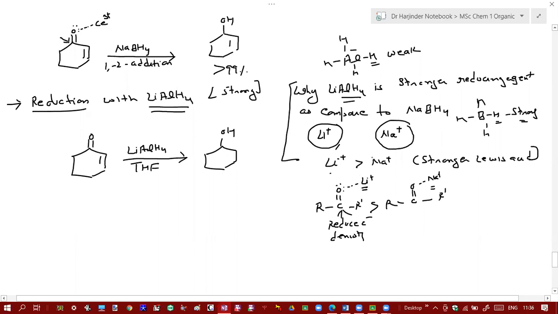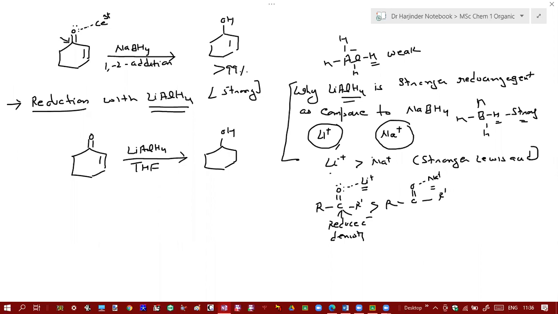So these are two reasons. One is the lithium plus ion, which is a stronger Lewis acid. It binds with oxygen more strongly, takes more electrons from oxygen and reduces electron density over carbon, thus making it more reactive as compared to sodium. Second reason is in the AlH4 minus ion, the aluminium hydrogen bond is weaker as compared to the boron hydrogen bond because of their size, and hydride ion can be easily transferred from AlH4 minus as compared to BH4 minus.